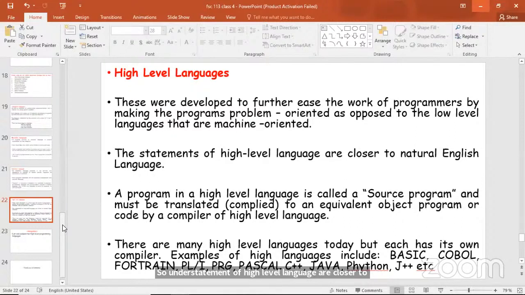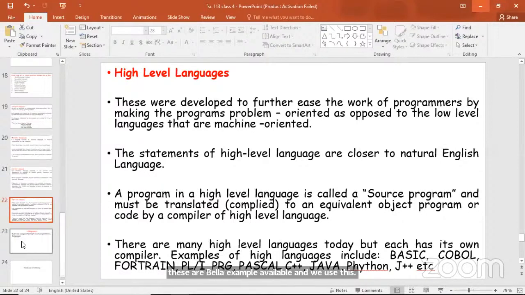A program in high-level language is called a source code or a source program and must be translated to an equivalent object program or code by a compiler of the high-level language. Now, there are many high-level languages today, but each has its own compiler. Examples of high-level languages are these.